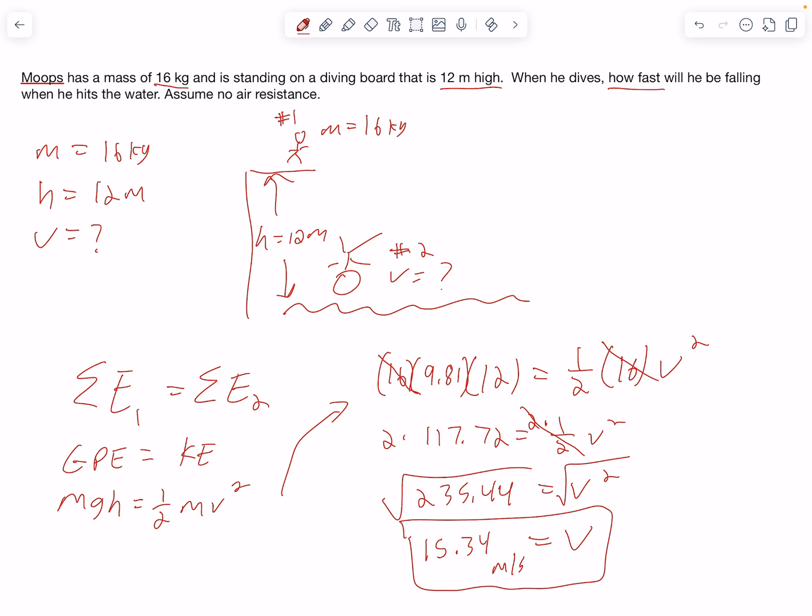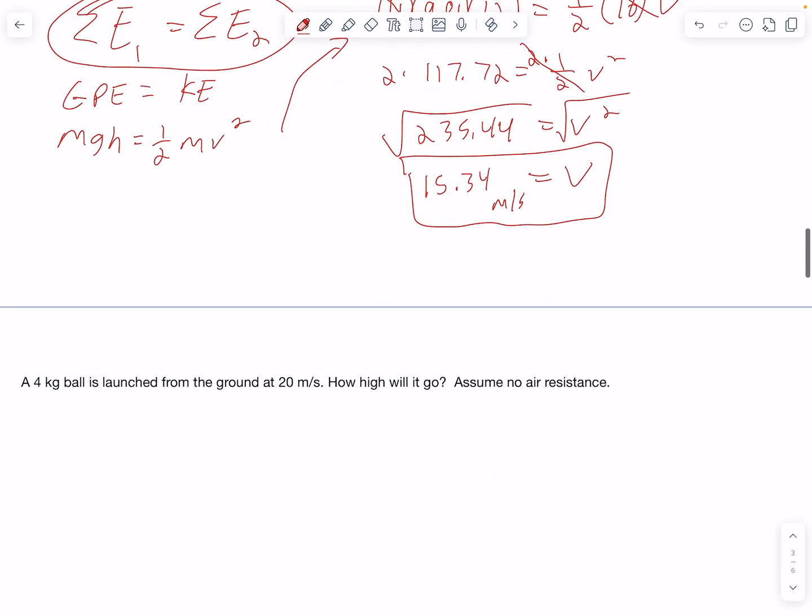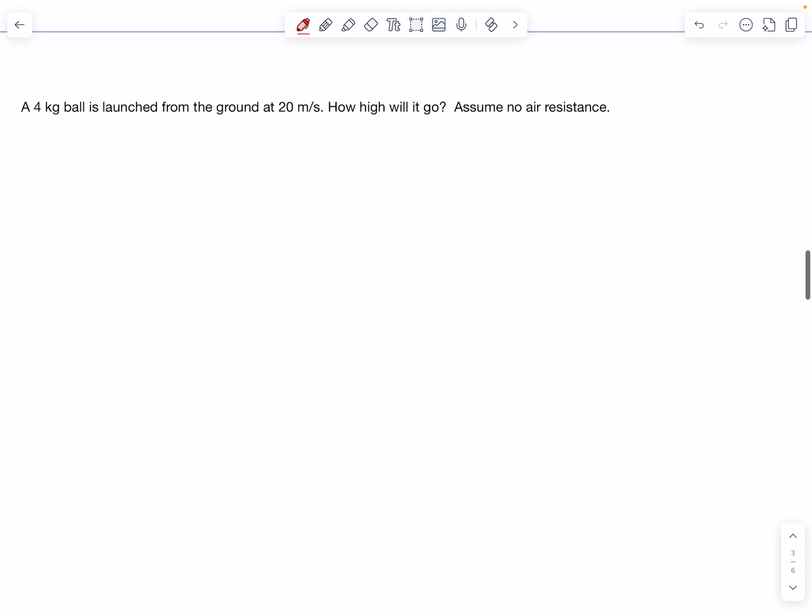Excellent. So these conservation of energy problems, we're comparing the energy between 2 points, like right there, but they can look different. So let's look at another problem. All right, for this one, we have a mass of 4 kilograms. We have 20 meters per second. That is a velocity. And we're trying to figure out how high.